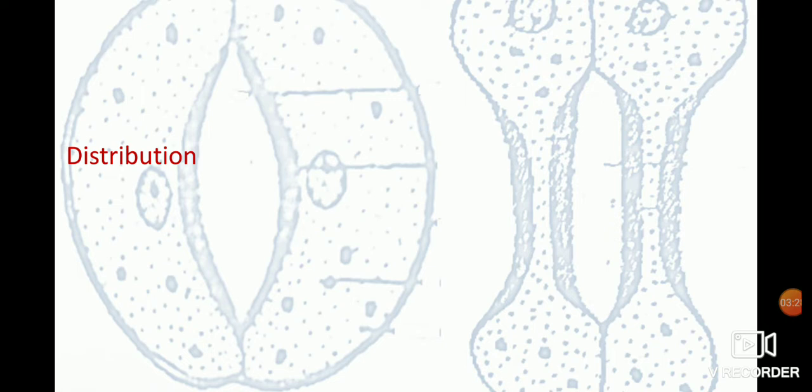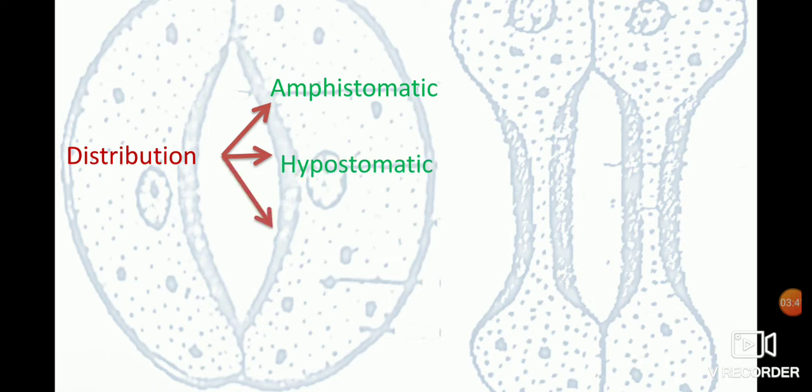On the basis of stomatal distribution, the leaves are categorized into the following three types. The first type of leaves are the amphistomatic, the second are the hypostomatic, and the third are the epistomatic. In amphistomatic, the stomata are present on both surfaces of the leaf. That is, the stomata are present on the upper epidermis as well as the lower epidermis of the leaves. This condition is found in most of the herbaceous plants.